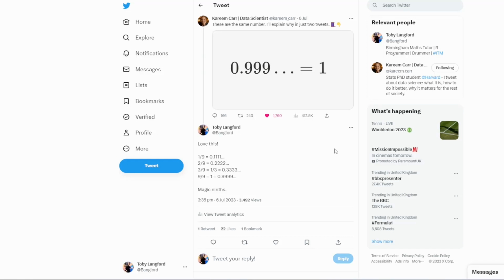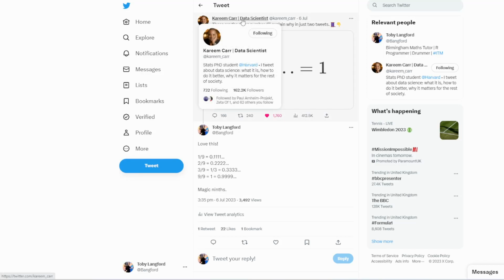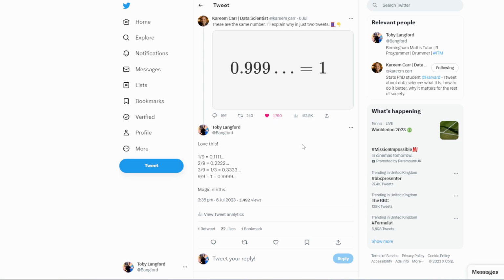So the other day, a data scientist from Harvard, Kareem Carr, stats PhD student, I tweet about data science, what it is, how to do it better, and why it matters. Kareem Carr tweeted a proof, oh, we got a thunderstorm here, a proof that 0.9 recurring is equal to 1. And I commented on it with something that I've seen quite a bit in my tutoring, because we cover this a little bit at GCSE.